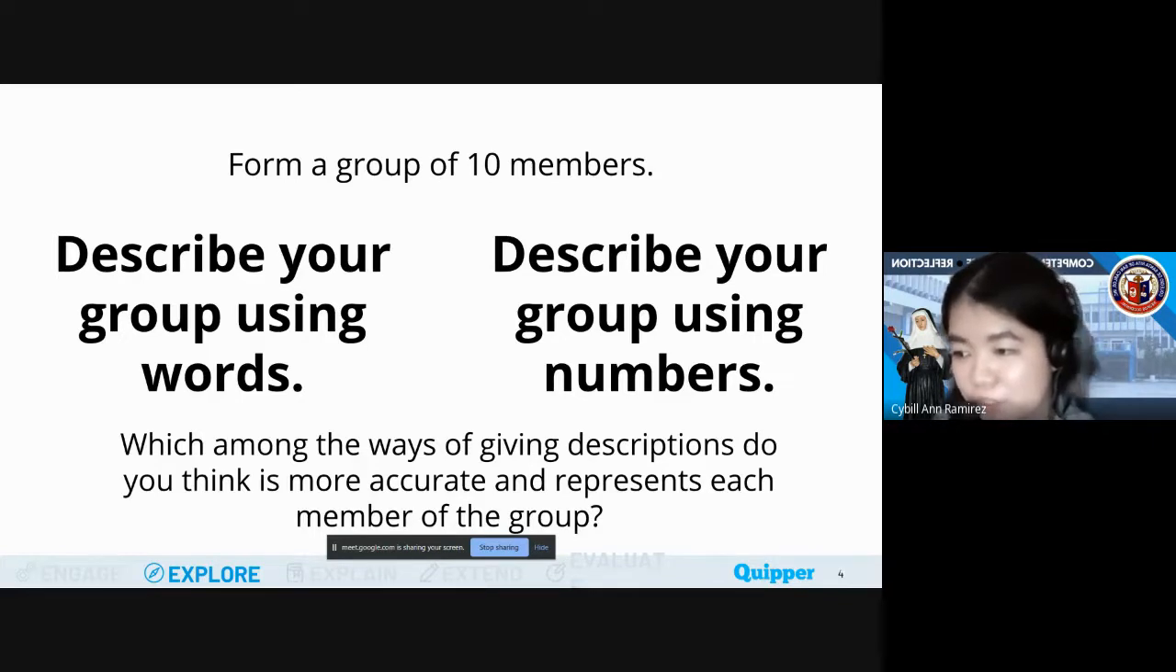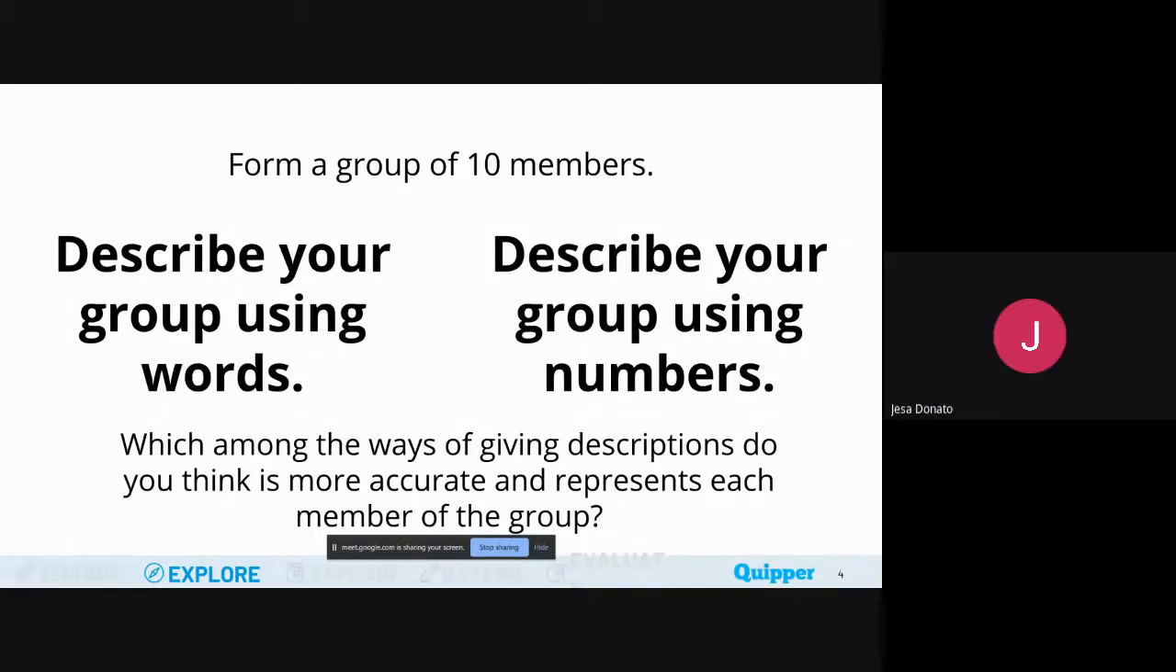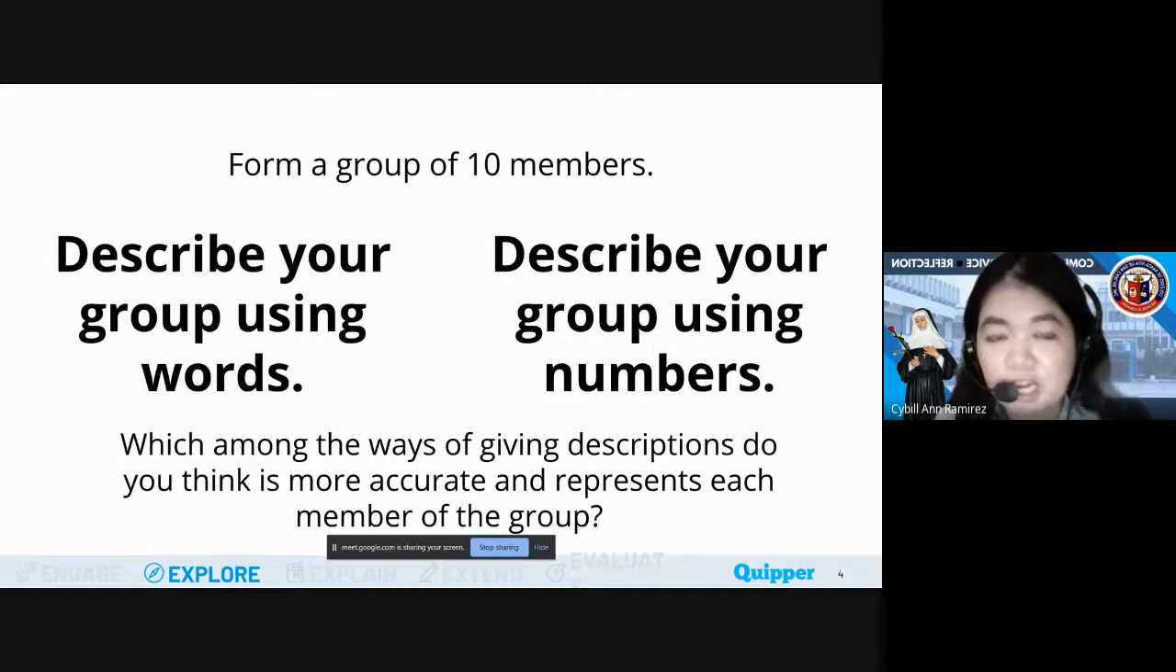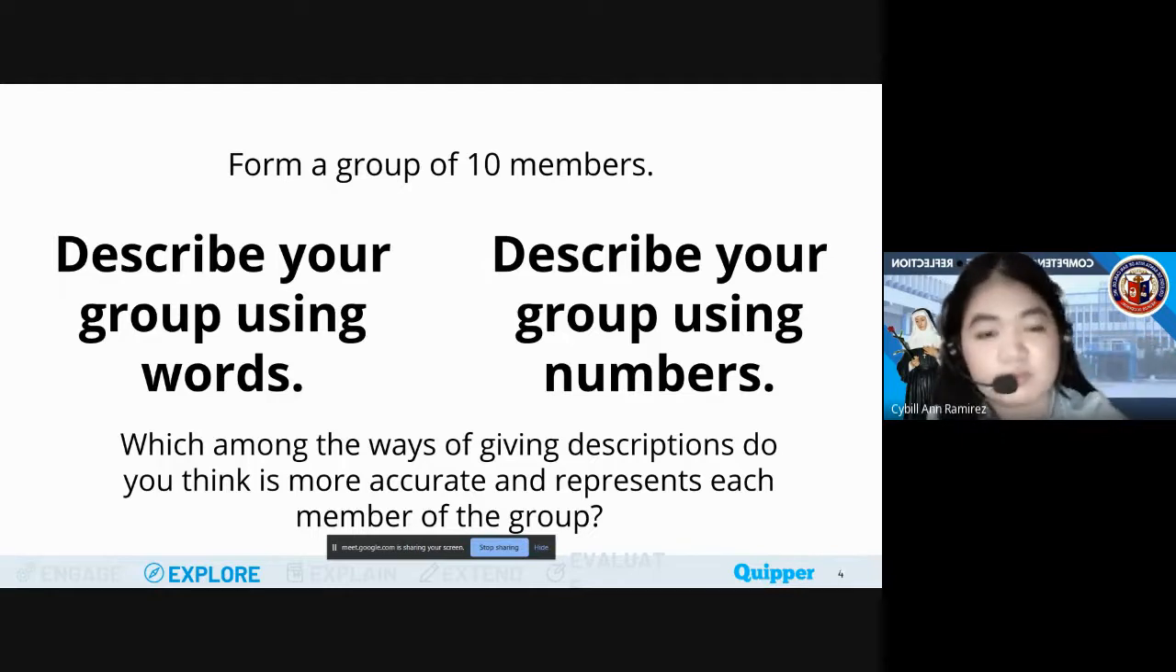So Jessa, I hope you got my instruction. Ms. Jessa? Can you hear me? Okay. So I'll give you 3 minutes to describe your strand, TVL, using words. Just describe any lang yung manahon naan. And then for the ABM, Miss Irene, I would like you to describe your strand using numbers. So I'll give you siguro 3 minutes or less than 3 minutes. Sandali naman siya. Siguro mahatag ko og 2 na lang para mas dali.